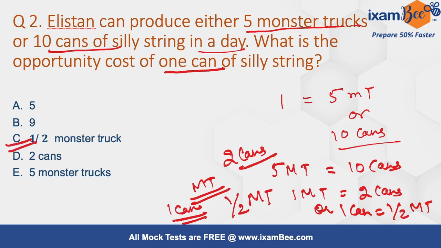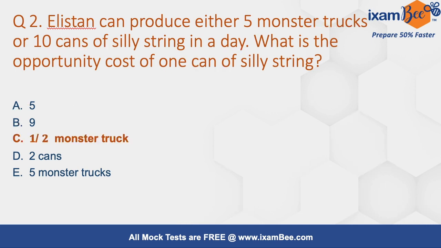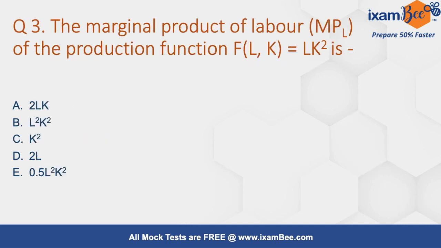So half a monster truck should be the right answer for this question. So the answer here is 1/2. We cannot say A or B because it is not mentioned here whether it is can or monster truck. So we cannot choose options A and B. Right? So the right answer for this question is option C, half a monster truck. Moving forward to the next question.